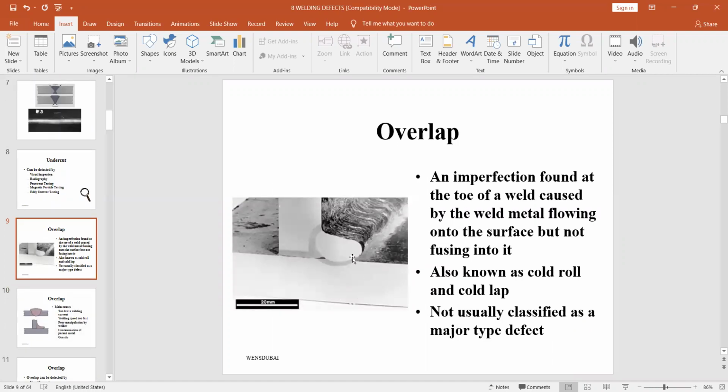Now overlap. See, the weld shape is not proper. Generally the shape will be like this. If the shape is like this, then it's overlap, and this overlap is not acceptable because in future there are chances of a crack generating in this region. So that's why this overlap is not acceptable.